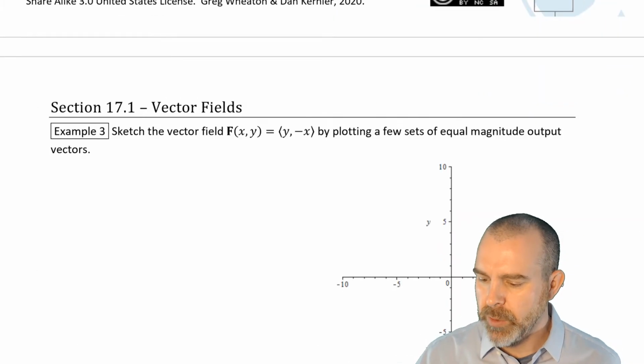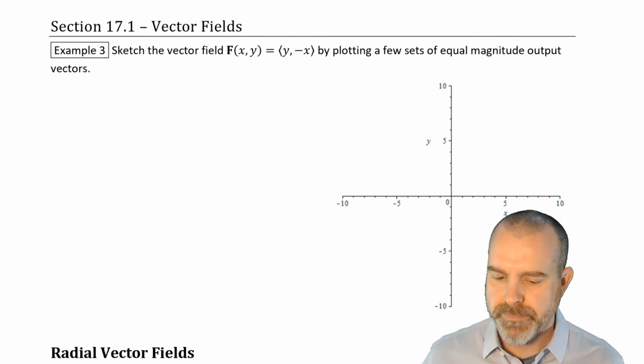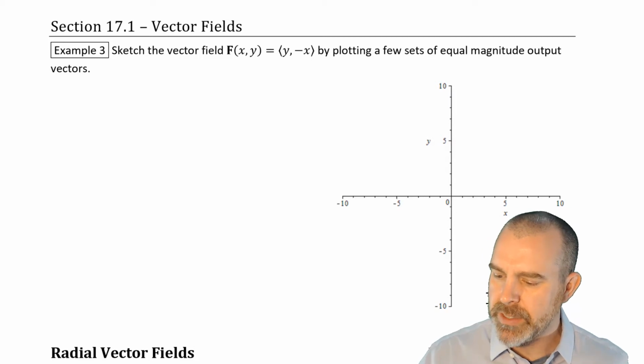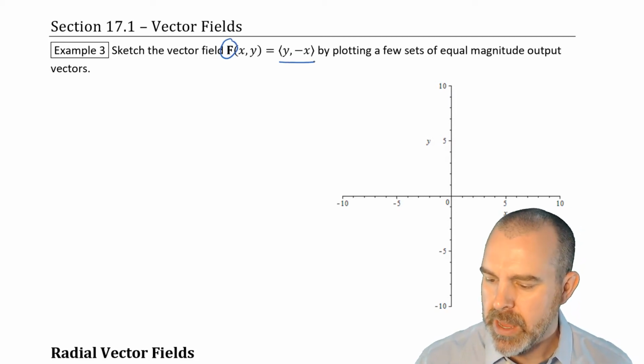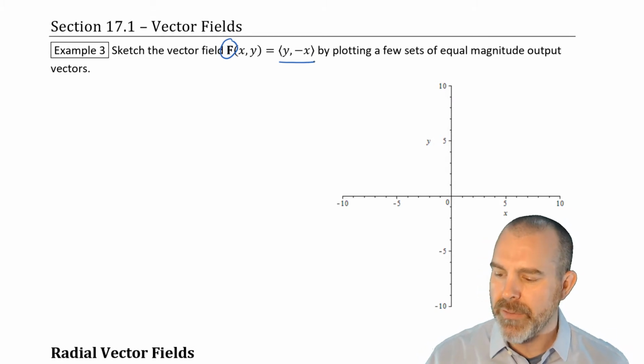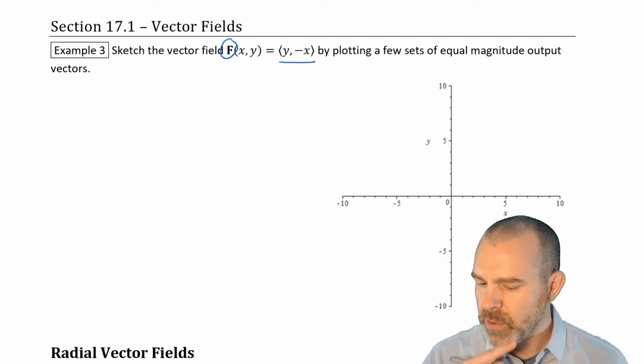Okay, so let's look at an example of a specific one and try to draw a little sketch of it. So this vector field is relatively simple. Notice it's a bold F, it's a vector, and it's a function of x and y, and it's y and negative x. So we're going to plot a few of them that have equal magnitude output vectors. We're going to plot a few sets.